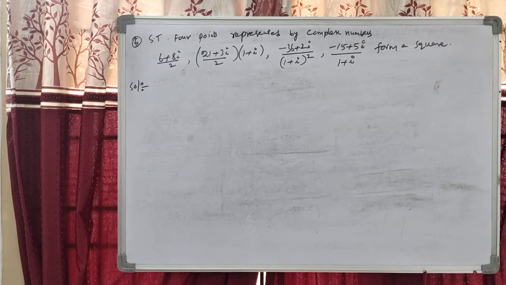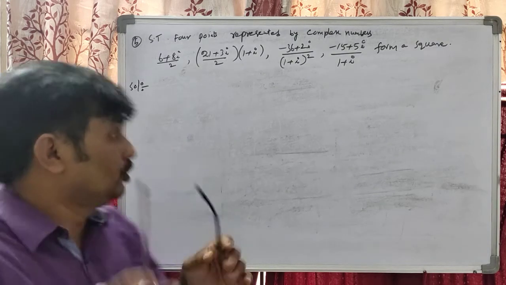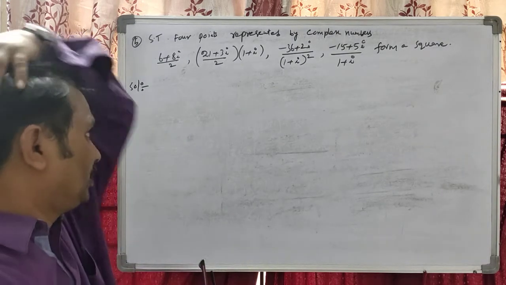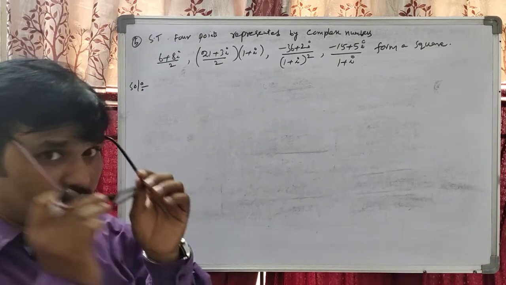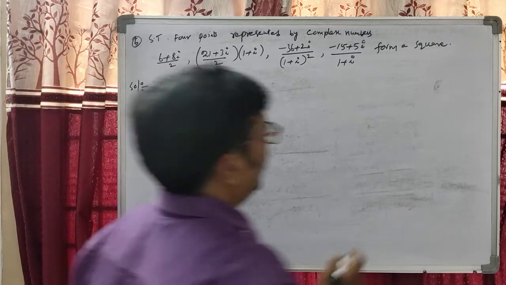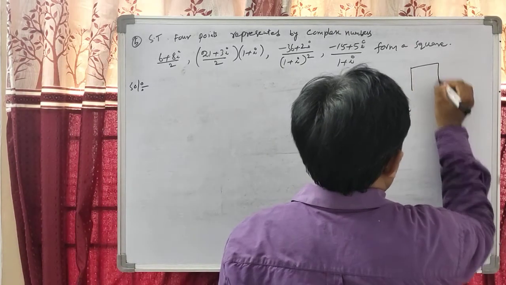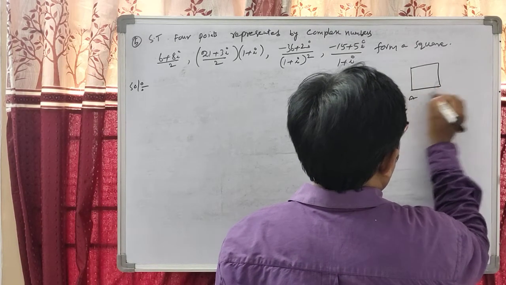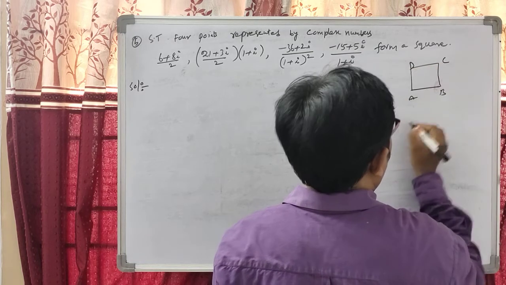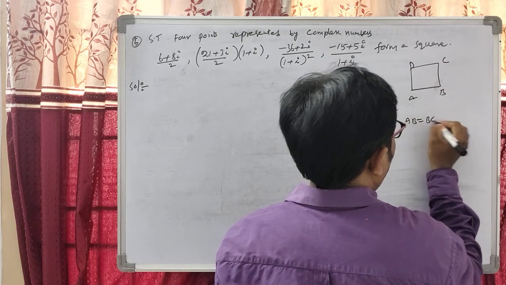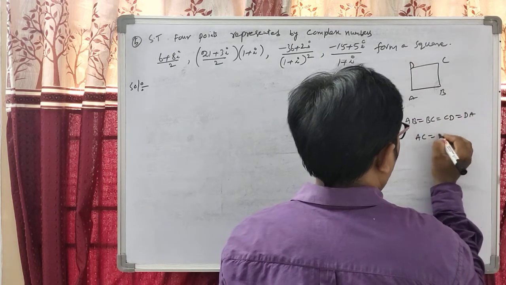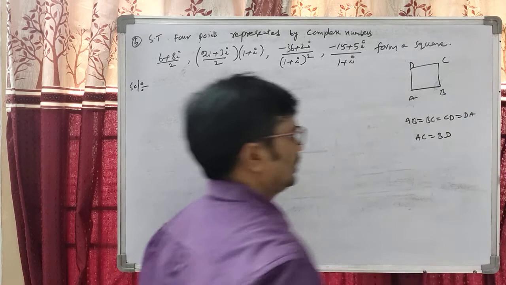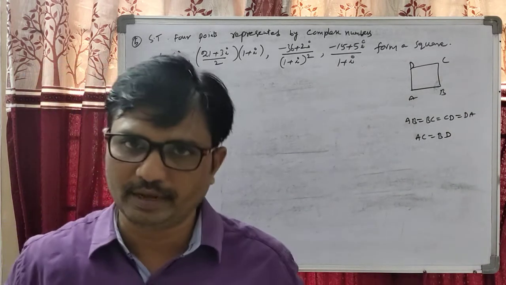So students, this is also a very important one. The points represented by complex numbers form a square. Square means all sides are equal and the diagonals are equal. These are the points A, B, C, D. AB equal to BC equal to CD equal to DA, and the diagonals are also equal. Then the given points form a square.